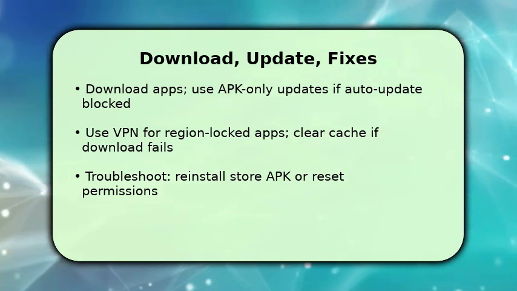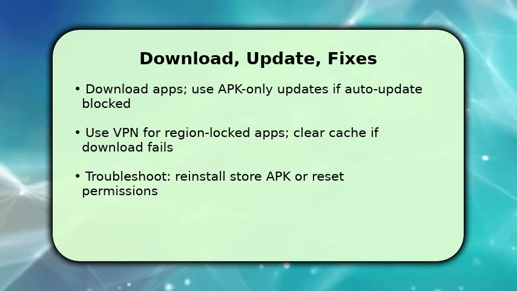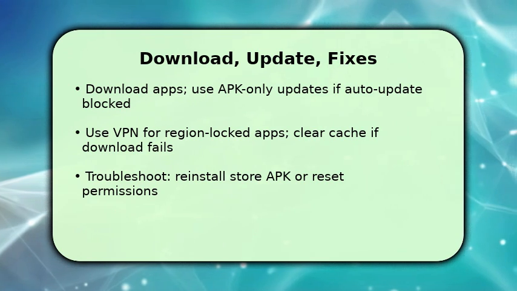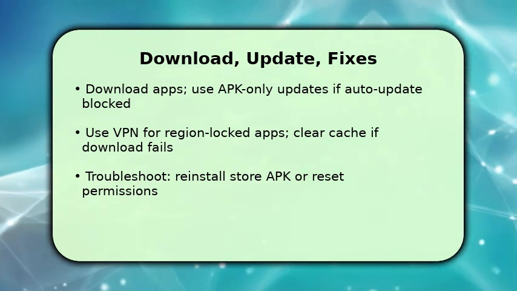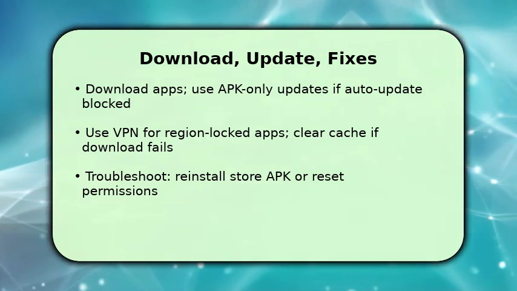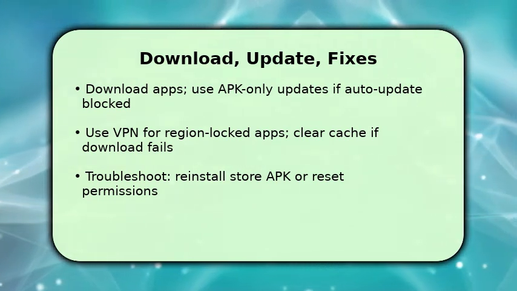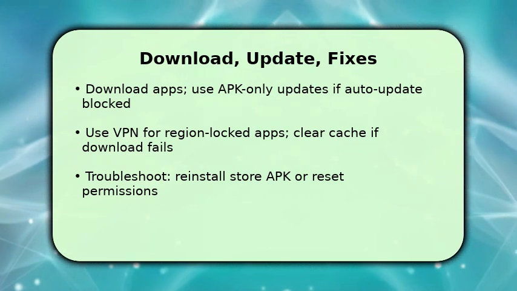If a download stalls, clear the store cache and storage, toggle Wi-Fi, and retry. These quick steps fix most issues. If the store still misbehaves, reinstall the APK and recheck permissions. Remember, a single reinstall usually resolves certificate mismatches or broken installs.